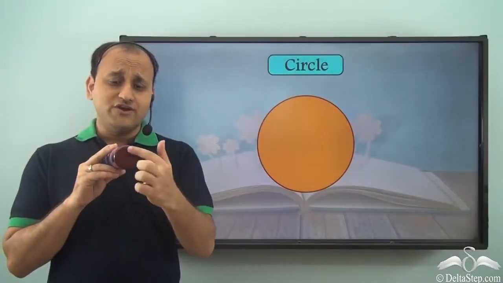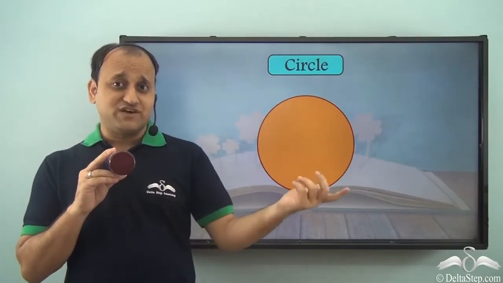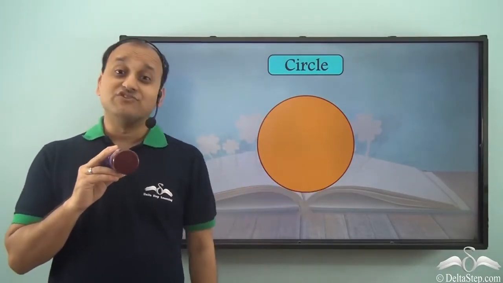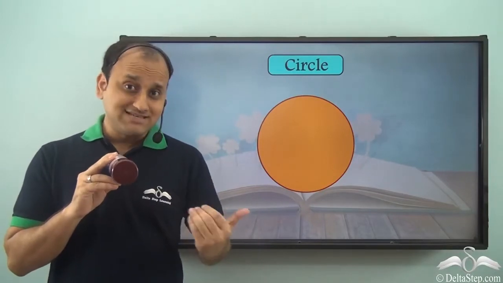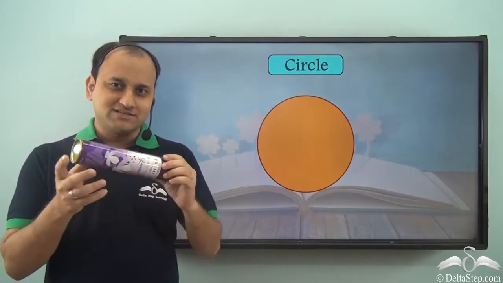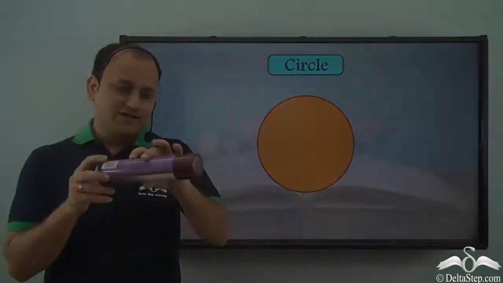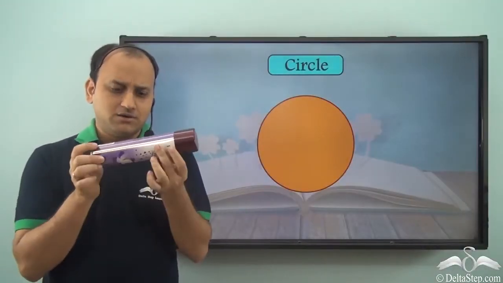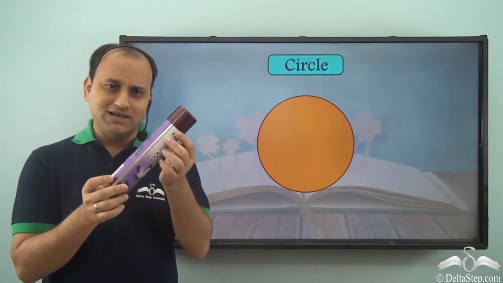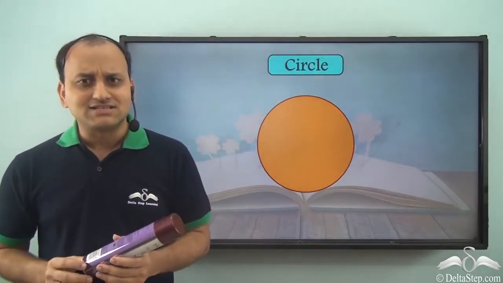Now, what will you call this shape? Well, this shape is very similar to this shape, which is a circle, isn't it? But if I rotate it a bit, is it still a circle? Not really. So you may say this is a circle and this is a circle. But what about this? Well, this is not a circle. So what exactly is it?